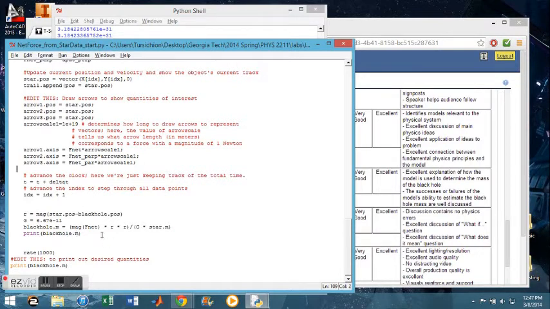And lastly, we calculate the mass of the black hole, which is of course from the universal law of gravitation, which is F_g equals big G times both masses over r squared. Here we have rearranged that into the mass of the black hole is equal to the magnitude of the force times r squared divided by big G times the star's mass. Here we have big G equals 6.67 times 10 to the negative 11th, and we have r to be the distance between the star and the black hole.